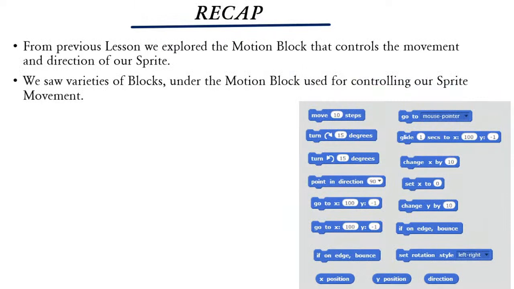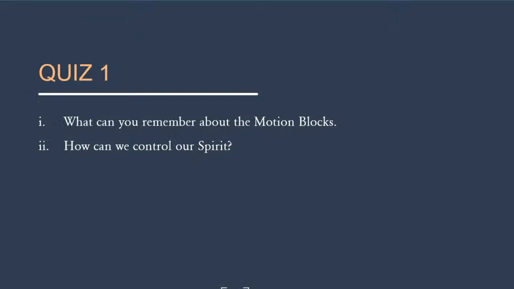From the previous lesson, we explored the motion block that controls the movement and direction of our sprite. We saw different blocks under the motion block used in controlling our sprite's movement. Now these are examples of those blocks. Quiz 1. What can you remember about the motion block? How can we control our sprites?